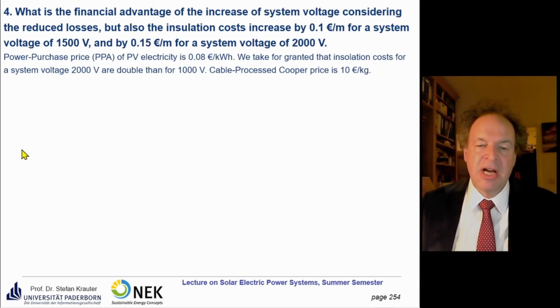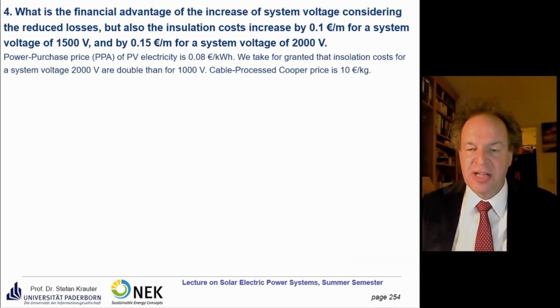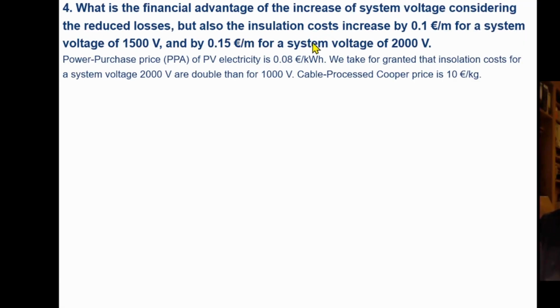Last but not least, we have to calculate the financial advantage for the voltage increase. If we consider additional insulation costs, for example, if we increase the voltage from 1000 volts to 1500 volts, we have to spend 0.1 euro per meter more. And if we go even to 2000 volts, we have to spend 0.15 euros more per meter. The copper diameter stays the same, so the copper cost is the same for all the voltages.